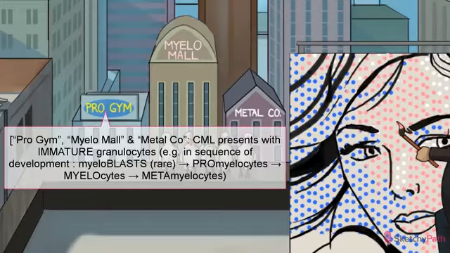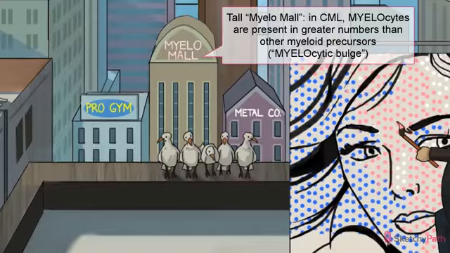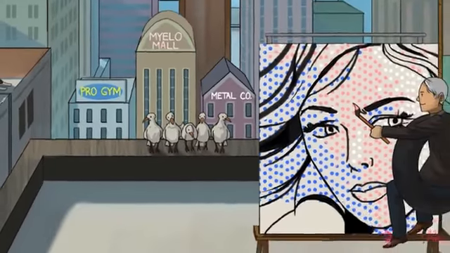To help you remember the sequence of granulocyte development, we have myeloblasts as a part of the AML section on the left. Then as we become more mature to the right, we can see the promyelocyte pro-Gym, the myelocyte myelomol, and the metamyelocyte metalco. Notably, myelocytes are usually present in greater numbers than the more mature metamyelocytes, a phenomenon known as the myelocytic bulge. So we've made the myelomol the tallest of the bunch.